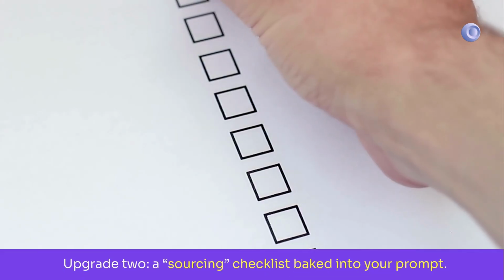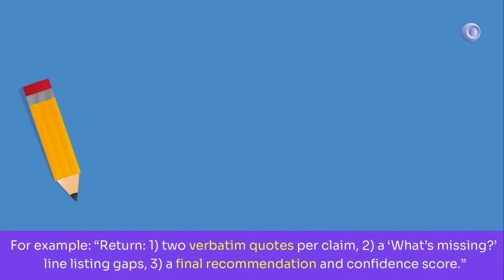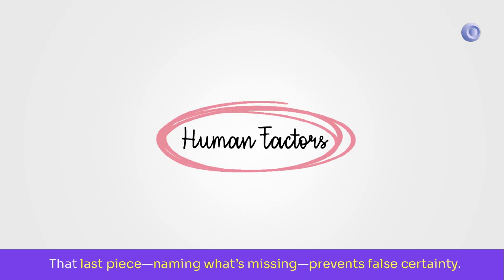Upgrade 2, a sourcing checklist baked into your prompt. For example, return 1, 2 verbatim quotes per claim. 2, a what's missing line listing gaps. 3, a final recommendation and confidence score. That last piece, naming what's missing, prevents false certainty.